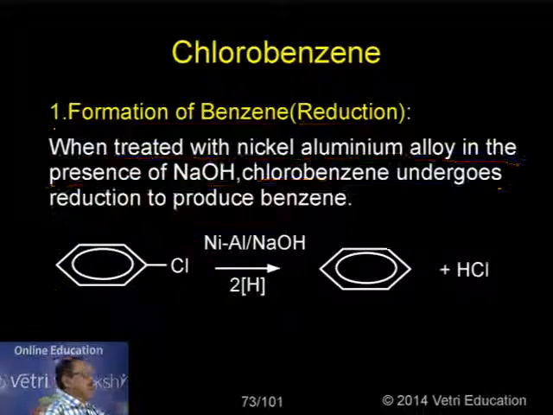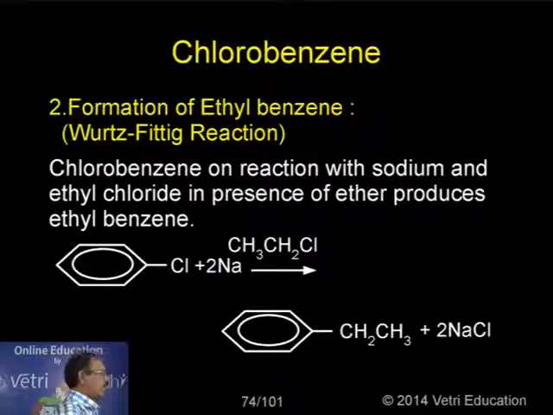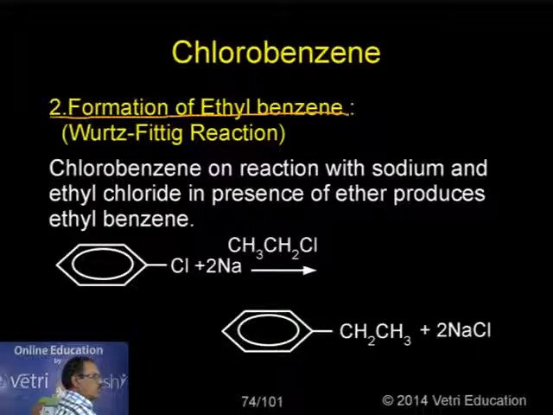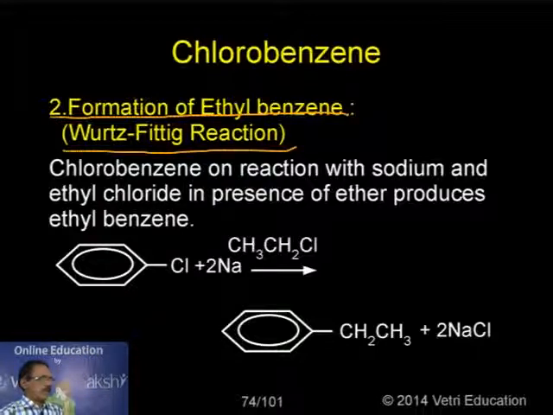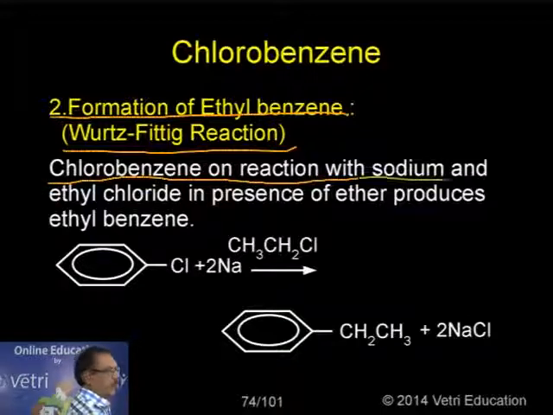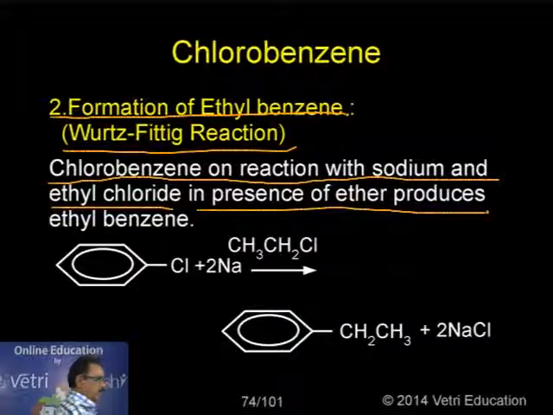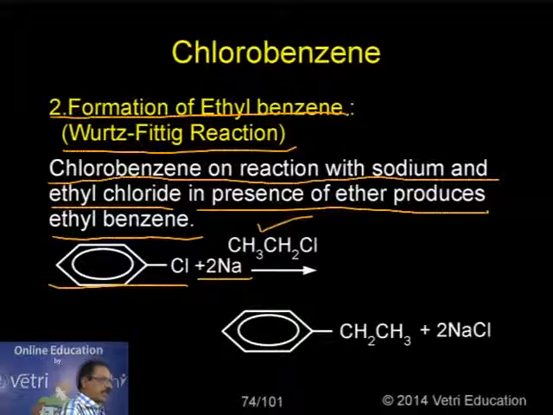The next one, formation of ethylbenzene. This is called the Wurtz-Fittig reaction. This is one of the most important name reactions. What is the Wurtz-Fittig reaction? Chlorobenzene on reaction with sodium and ethyl chloride in the presence of ether produces ethylbenzene. Can you follow? Chlorobenzene, 2 moles of sodium and ethyl chloride in the presence of dry ether produce ethylbenzene.